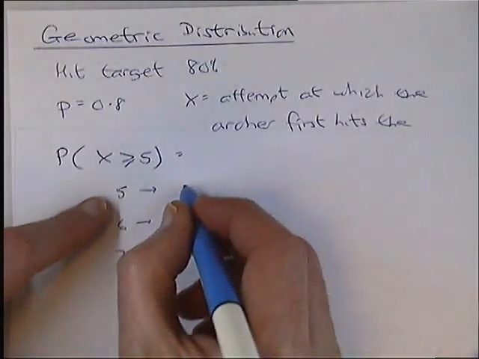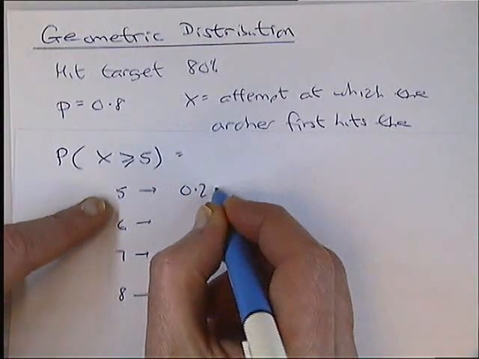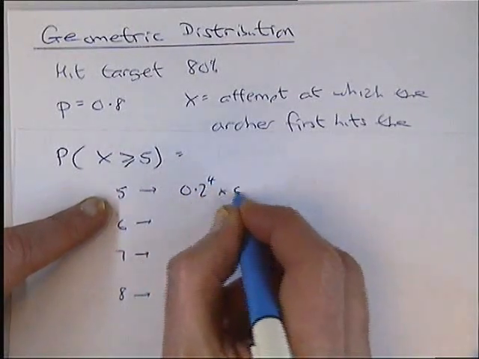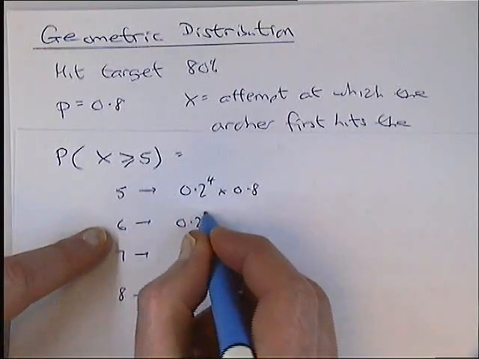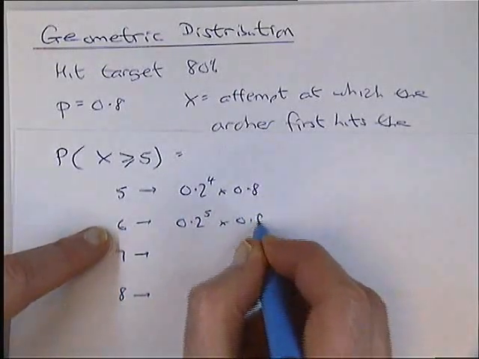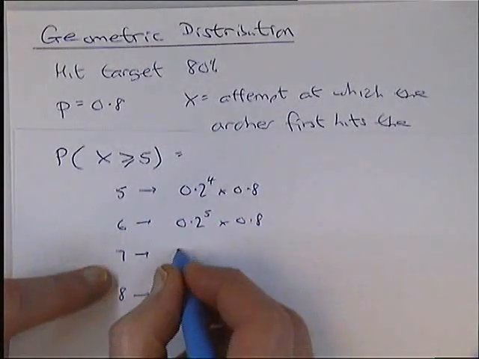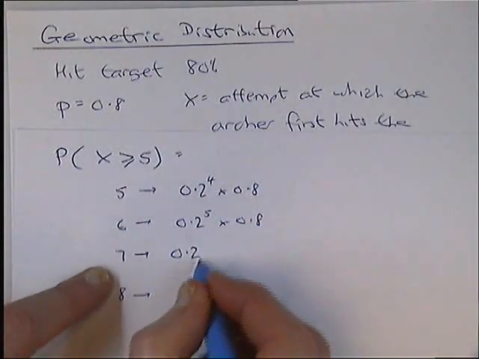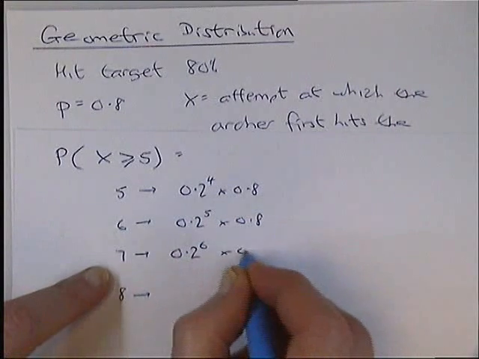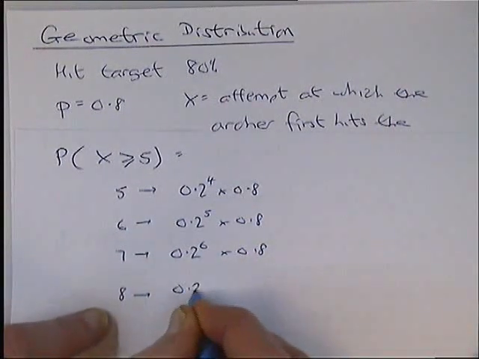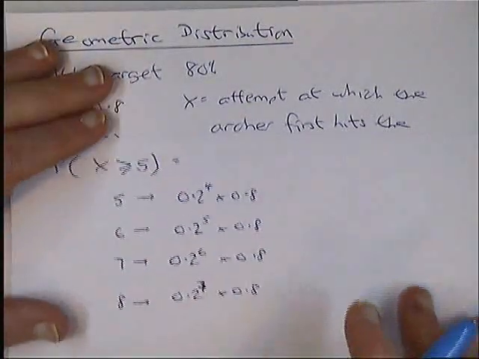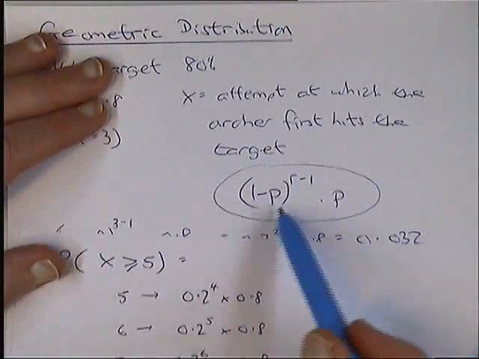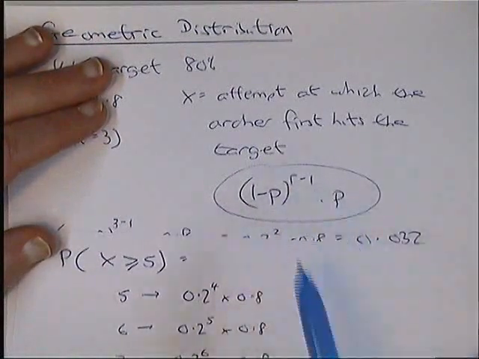On the fifth throw, it's going to be (1 minus p) to the power of 4 times by p. Here, it's going to be (1 minus p) to the power of 5 times by p. Here, (1 minus p) to the power of 6 and (1 minus p) to the power of 7, and then still times by p. That is still using this formula each time: (1 minus p) to the r minus 1 times by p.